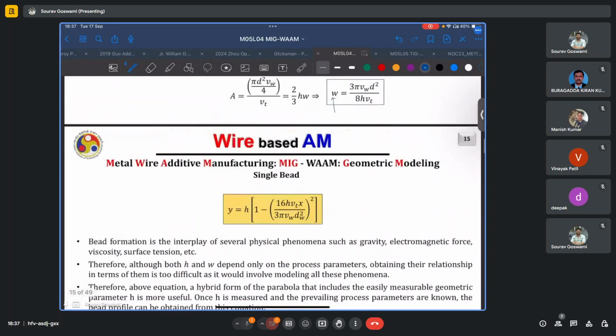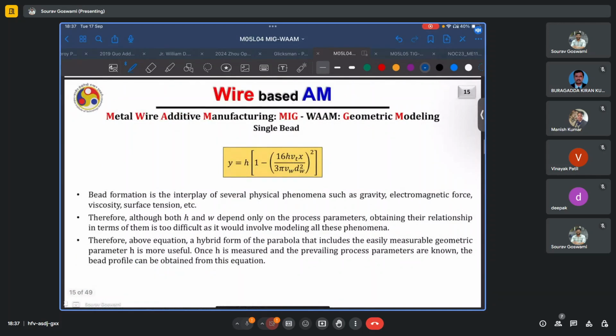Upon replacing this into our equation for the parabola, we have y equals h times 1 minus 16h Vt x by 3 pi Vw d square, whole square. So now your bead profile is expressed in terms of one geometric parameter h and two process parameters Vt and Vw.